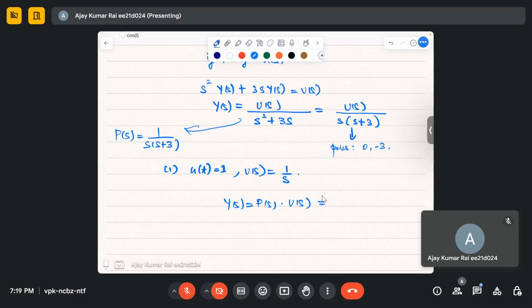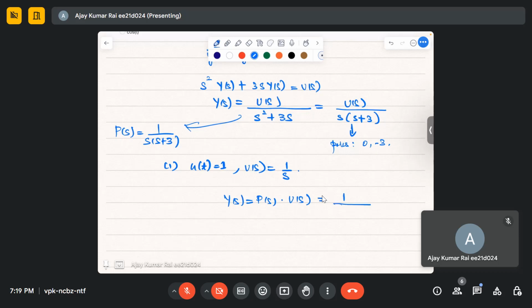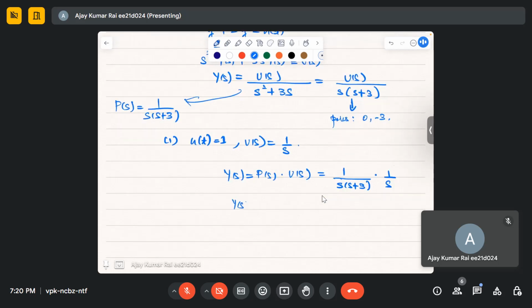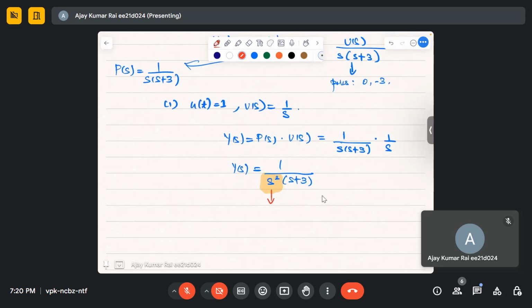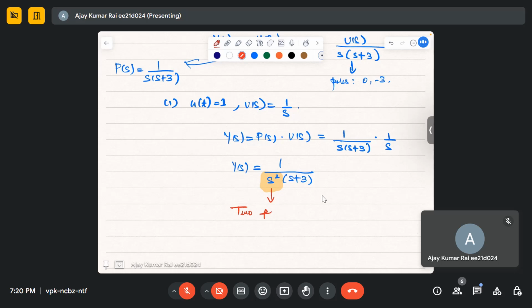So s into s plus 3 into 1 by s. What you're getting finally is Y(s) equal to 1 by s squared. Again, be careful with this term. I'll just highlight this s squared. So at the origin, you are having two poles.